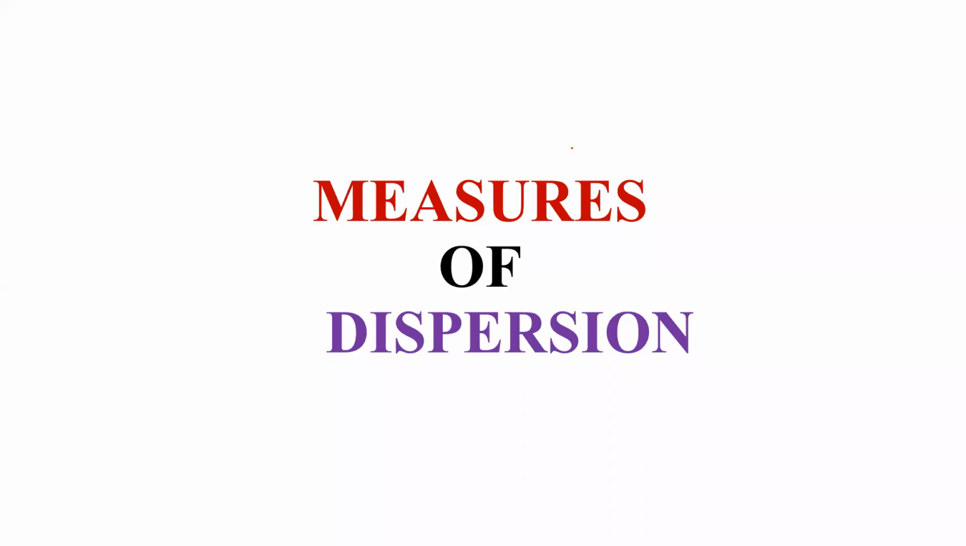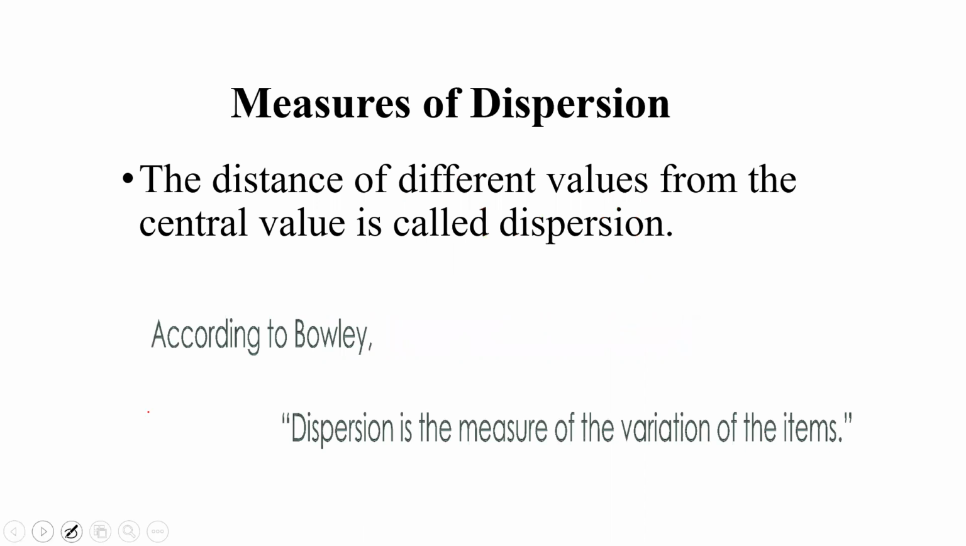Hello everyone. In this video, we will discuss the basics of measures of dispersion. So, first we need to understand what the measures of dispersion are. The distance of different values from the central value is called dispersion. According to Bowley, dispersion is the measure of the variation of the items. So this is the simple meaning of dispersion.